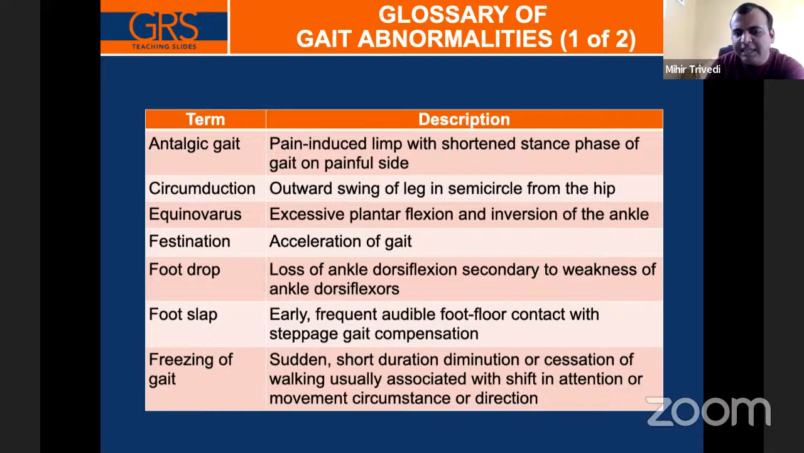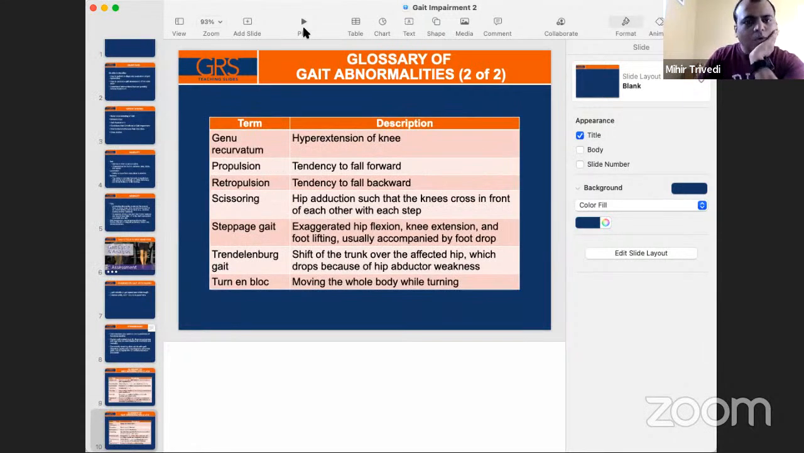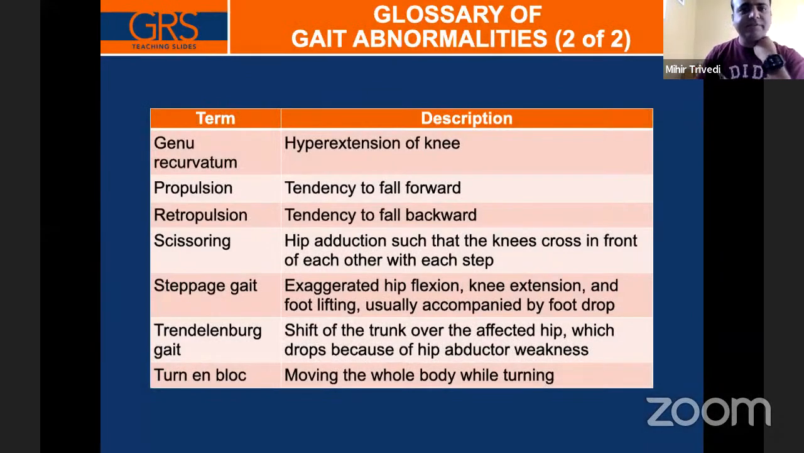Freezing of gait is a sudden short duration diminution or cessation of walking, usually associated with a shift in attention or a change in movement circumstance or direction. Next one is genu recurvatum, which is a hyperextension of the knee. Propulsion, tendency to fall forward. Retropulsion, tendency to fall backward.